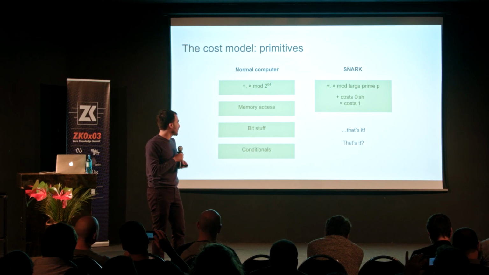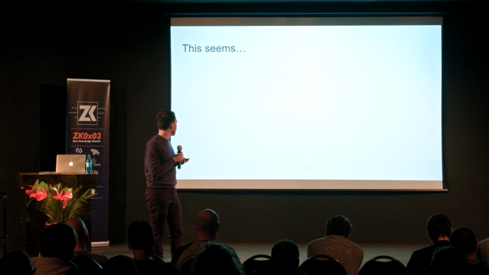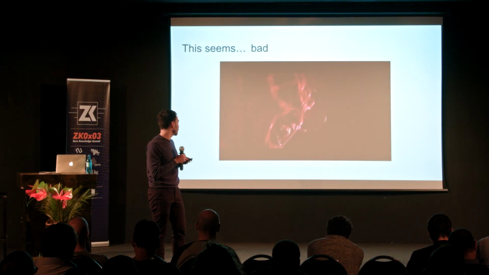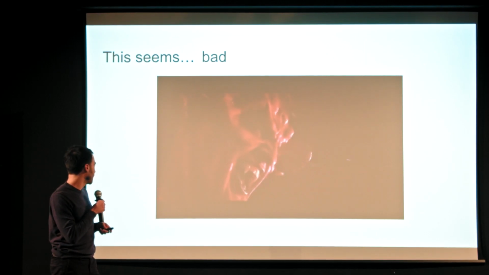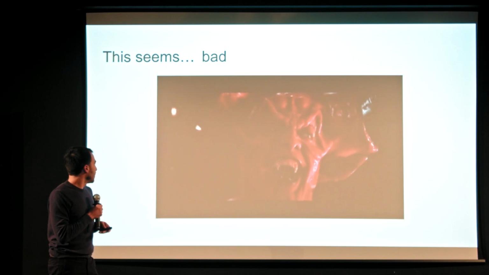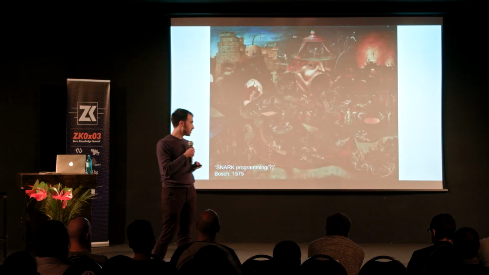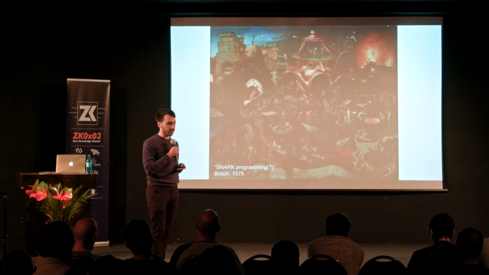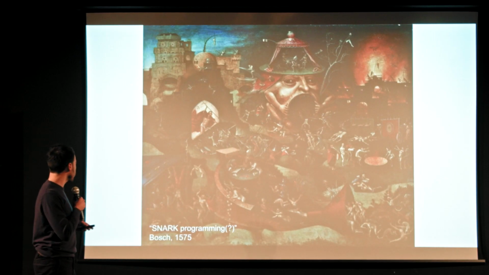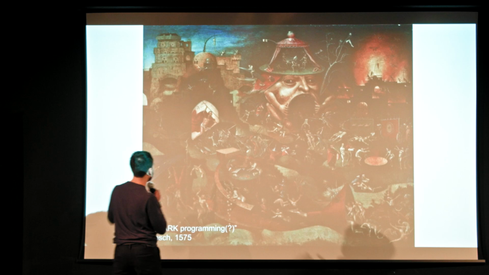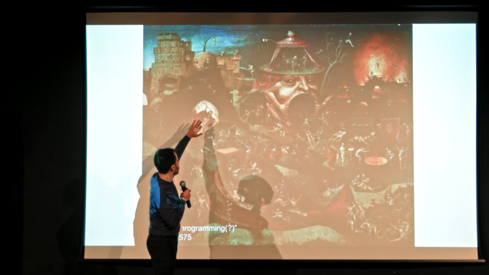You might be a little bit worried and say, oh no, really, that's it? You might say, well, this seems really bad. And this is the SNARKonomicon demon who is laughing at you. You only have plus and times. And sometimes when I think about this situation, I go back to this famous painting of Hieronymus Bosch from 1575 called SNARK Programming, which illustrates some of the interesting aspects of SNARK programming. You see here you have the large prime, and here is the multiplication.